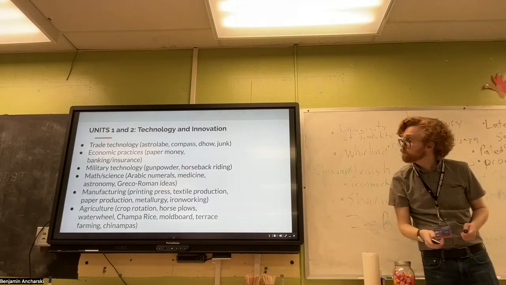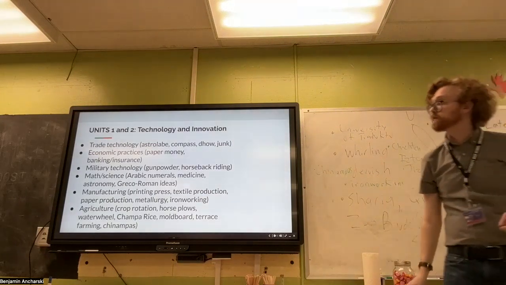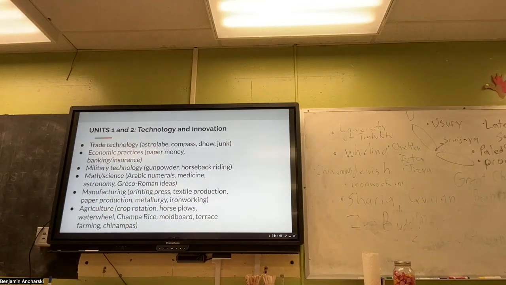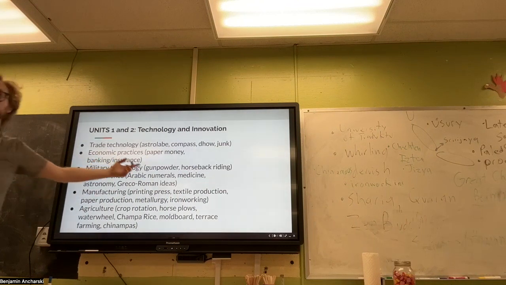And the last one right here, technology. This is the most self-explanatory. These are all technological developments during this time. Trade: astrolabe, compass, dhow, junk. Economic practices, military technology, the most important being gunpowder. Math, Arabic numerals. Anybody know where Arabic numerals come from? India, yes, you avoided the trick, yes.